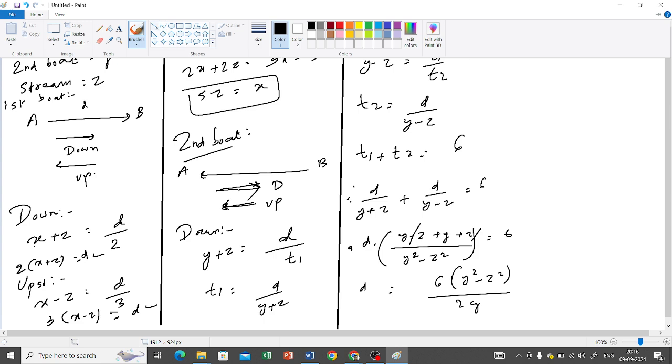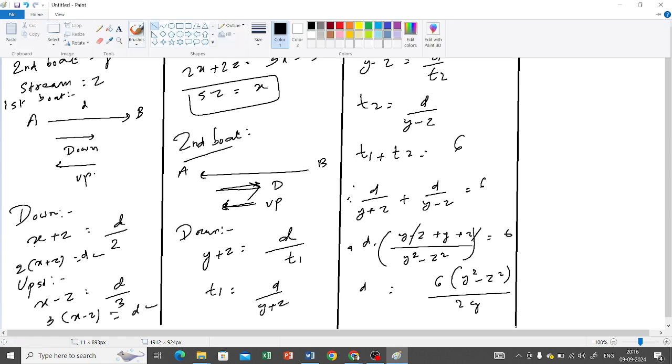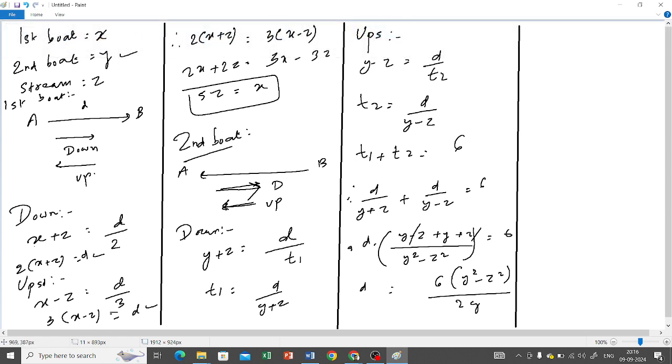This sum is like this only. Trust me, first of all I did it myself. I got a process like this, then I checked various internet sources. Everywhere it is the same way. Okay, and so we are getting d is equal to 6 within bracket y square minus z square by 2y.